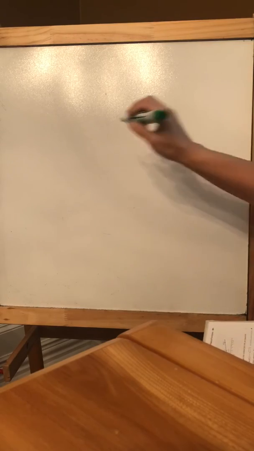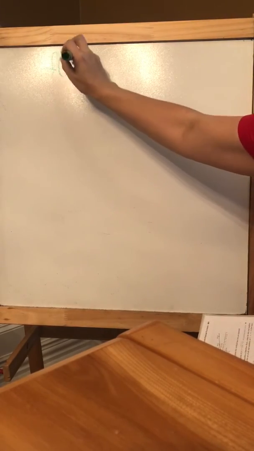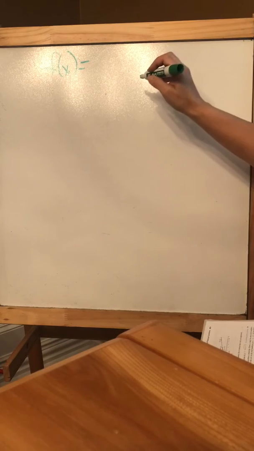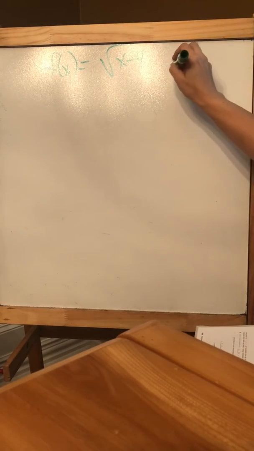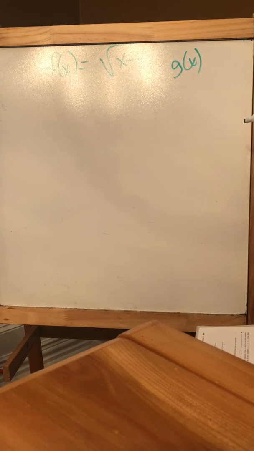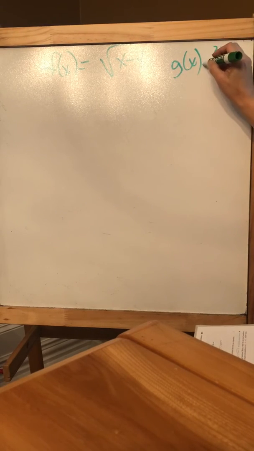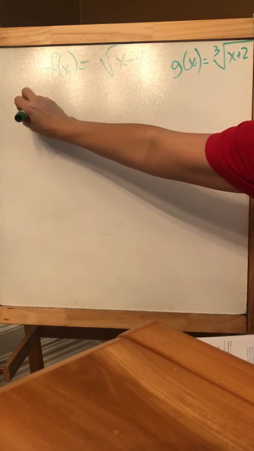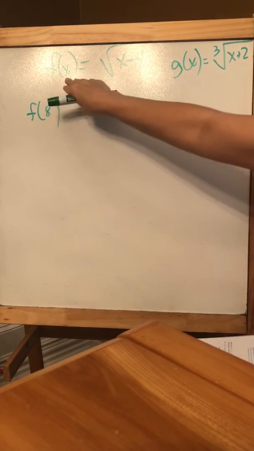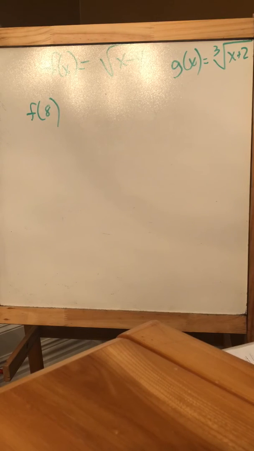All right, so if you look on, now we're on page 600 in example 6, so we're going to do some functions here. And it says if f of x equals the square root of x minus 4, and g of x is going to equal the cube root of x plus 2. Okay. So our first one says f of 8. What is f of 8 if f of x equals the square root of x minus 4?